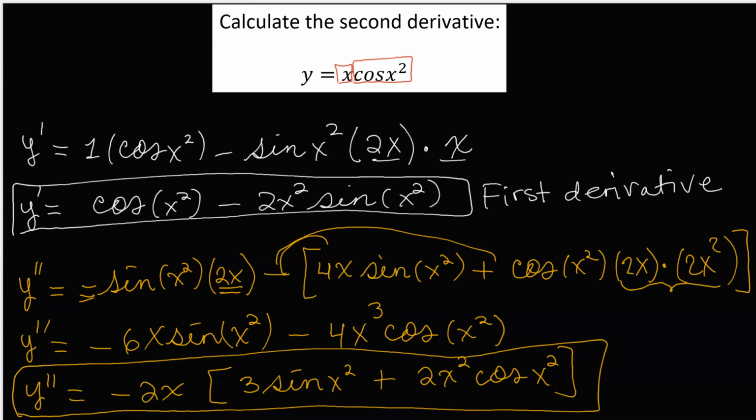So we saw here, we take the first derivative, we simplify that, and then we keep taking a derivative of that derivative, and that is called the second derivative.